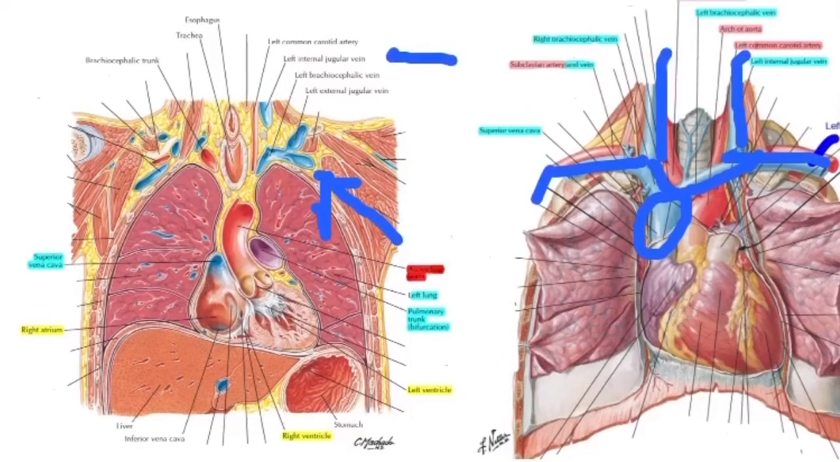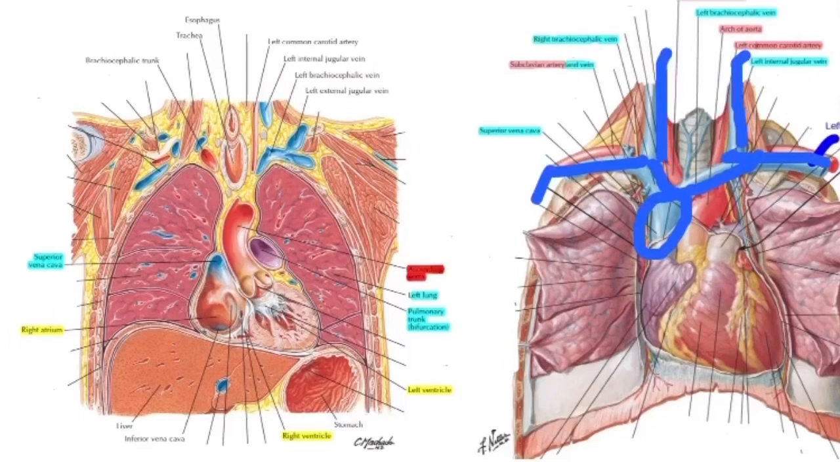This here is the left internal jugular. What is this? This is the left external jugular. We're not discussing the external jugular actually over here because it's not a part of the mediastinum. But definitely we'll study it later. Okay, so we saw that the left subclavian vein and the left internal jugular will combine and form the left brachiocephalic, right? So we can see it over here.